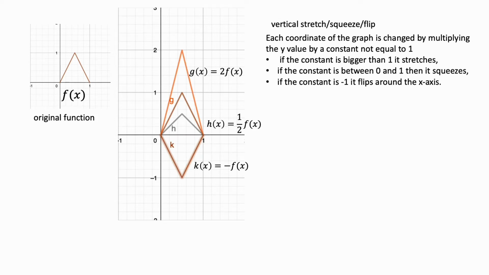Now, if I want to do vertical stretches and squeezes, that means I'm multiplying the function by something. So notice that they all touch 0, because if you multiply a number times 0, you're still going to get 0. So for all of these, anything that's on the x-axis stays anchored there. Now, if the number is bigger than 1, it stretches it away from the x-axis. So you see you get that orange one, 2 times f. It stretches all the values up 2. If you multiply it by half, it squeezes it towards the axis.